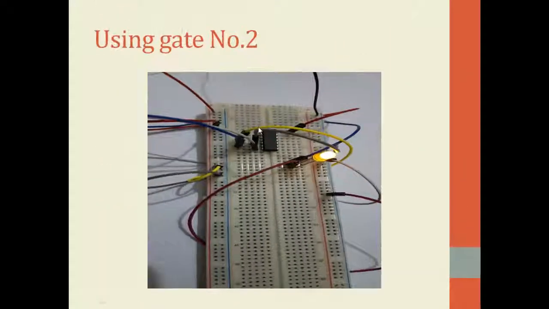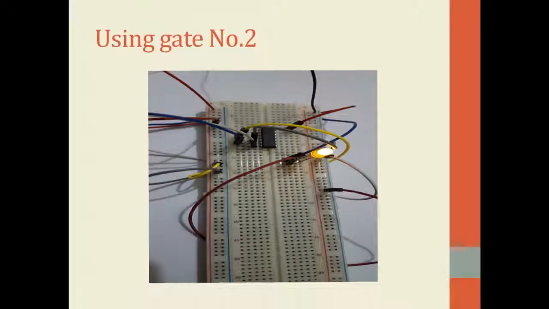Now if someone is interested in using the second gate present in the IC, you will just leave the first 3 rows of the IC and place the A input wire in the 4th row of the IC, the B input wire in the 5th row, and the output wire you will insert in the 6th row of the IC. The LED and the OR gate will work as they did in the previous picture.